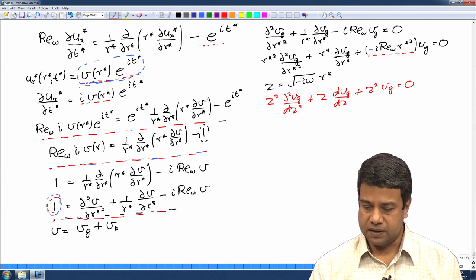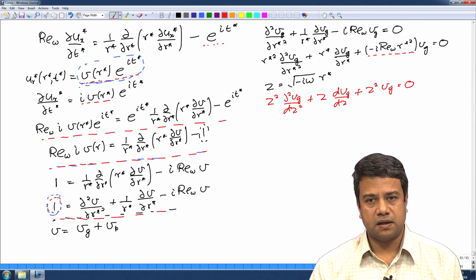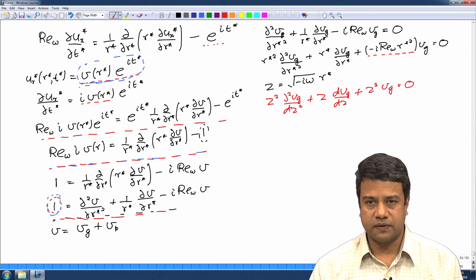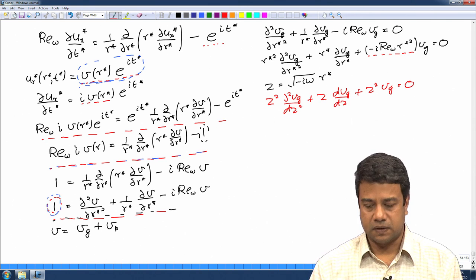Just by rewriting the independent coordinate, this is an equation we have already seen in the context of heat transfer in cylindrical coordinates.